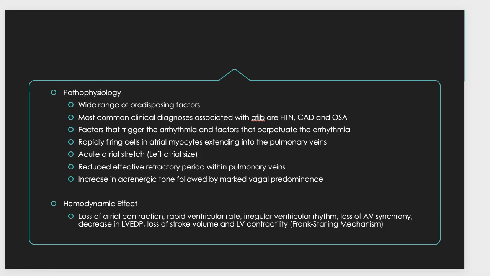There's a wide range of predisposing factors. The most common clinical diagnoses associated with atrial fibrillation are hypertension, CAD, and obstructive sleep apnea, as well as factors that trigger the arrhythmia and factors that perpetuate the arrhythmia. This is rapidly firing cells in the atrial myocytes coming from the atria. We always look at left atrial size when we're assessing these patients via echocardiogram and CT scans.